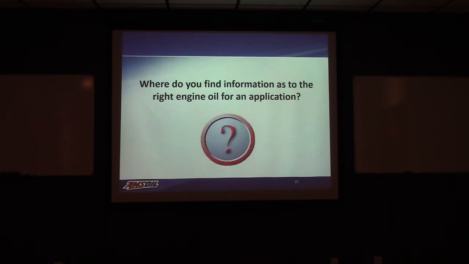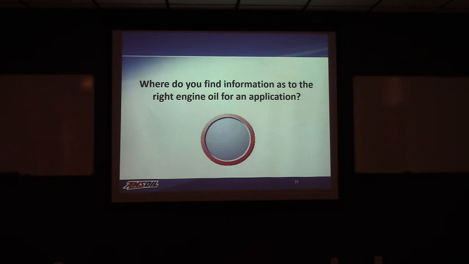Okay, where do we find information as to what's the right oil for our application? All of those are the same, right? Well, we know they're not. All applications are the same. It's a car engine, it's a truck engine. They're all the same. Any oil should work in it. Well, we know that yes, they could all work. Water would work in all of them. The question is, how well will it work and for how long?